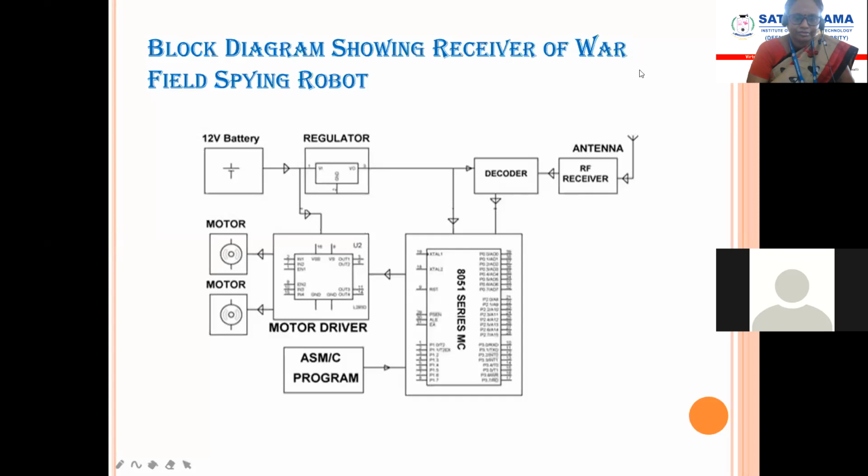This is the block diagram for the receiving end. We are getting the serial data from the transmitter side, and this will be received in the RF receiver. Now this serial data is converted into parallel data by the decoder. Now the microcontroller will accept the data, and it gives the command to the motor to move the robot in the forward or reverse direction. According to the commands of the microcontroller, the motor will move.